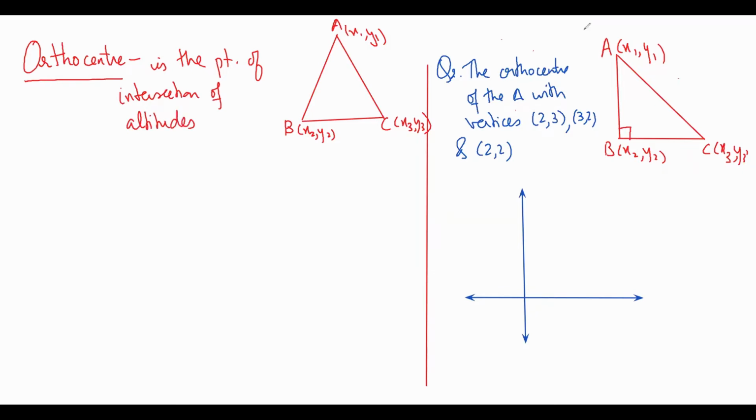That is, the diagram is this. This is one of the altitudes. This is another, and this one is the third. This point is the orthocenter. Suppose this is D, this is E, and this is F.